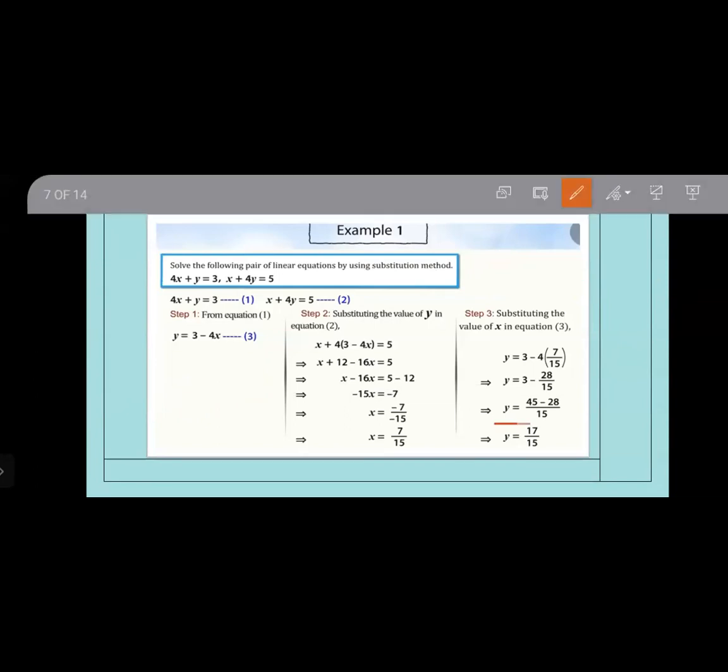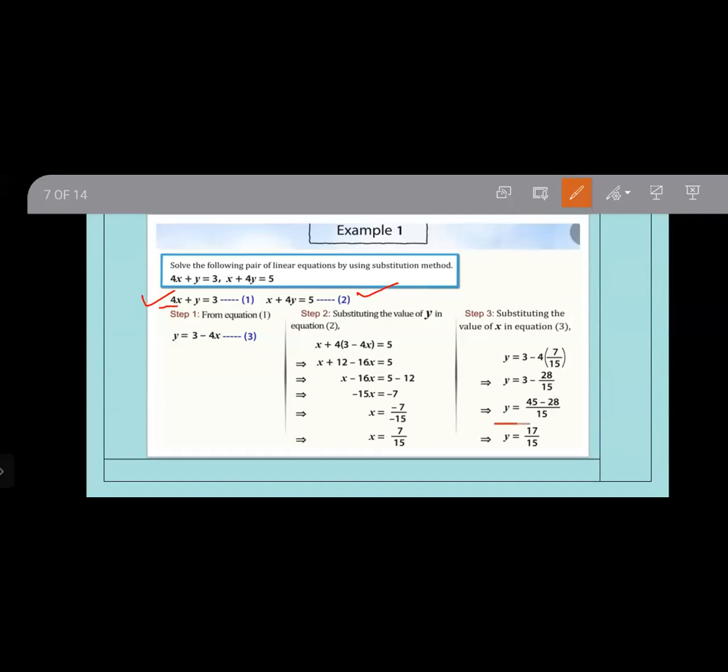Next step, the second step: mark the equations as 1 and 2. Here you can see 4x plus y equals 3. This is the first equation. Second, x plus 4y equals 5. This is the second equation. Now here, ax plus by equals c, it is in the general form.